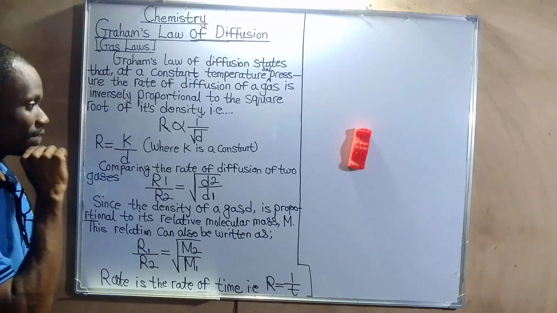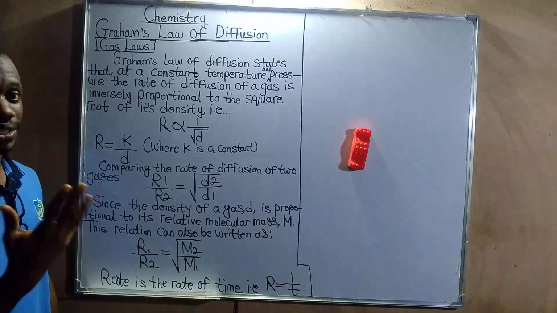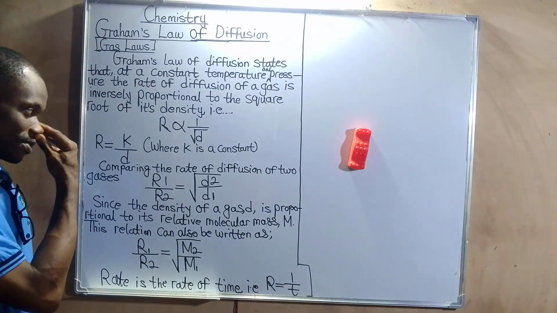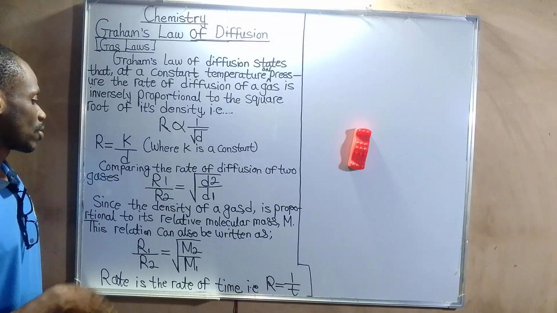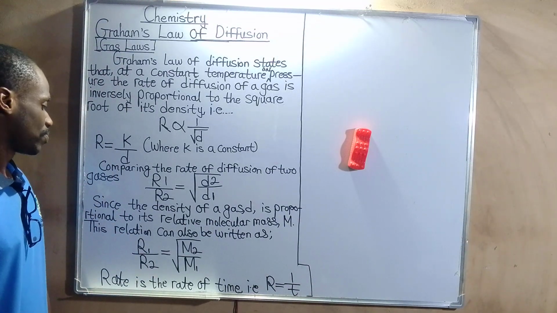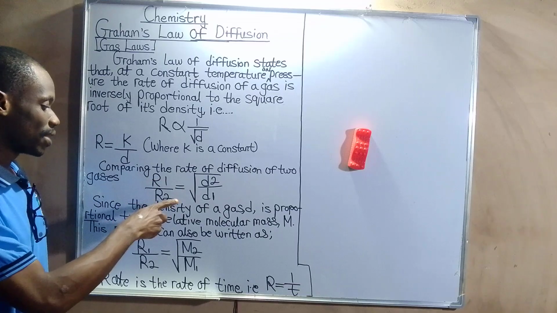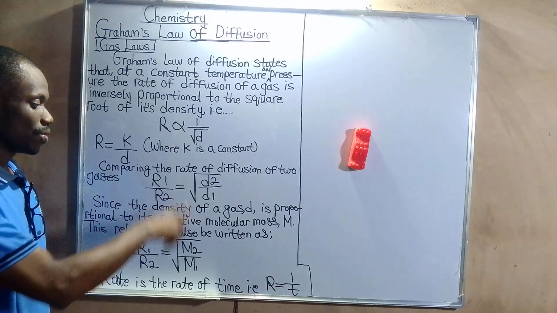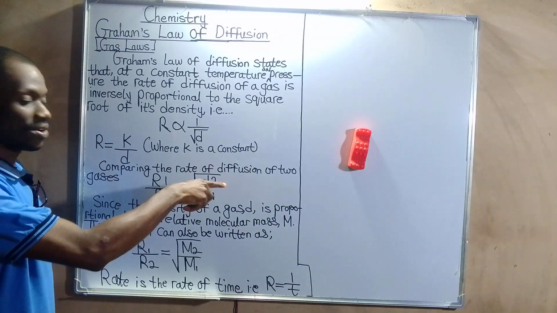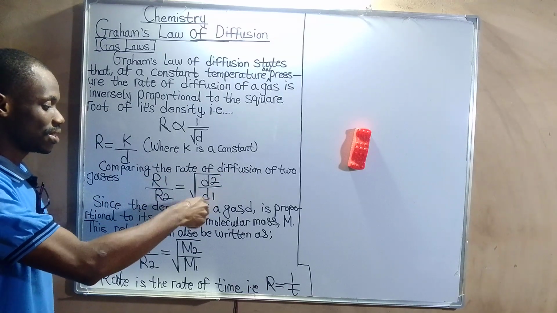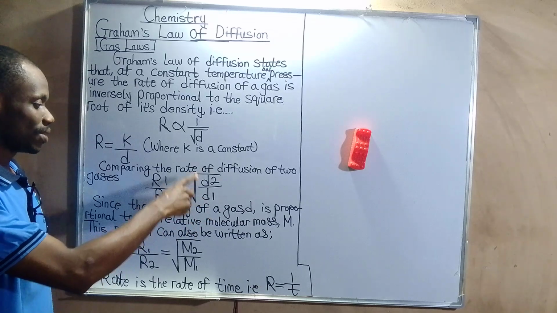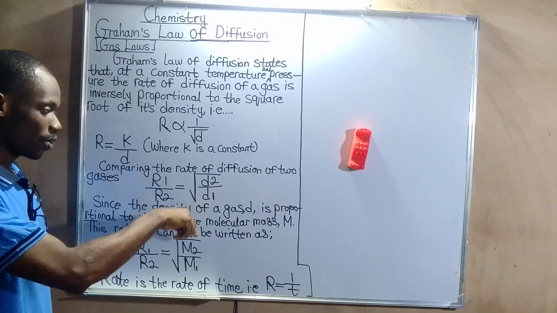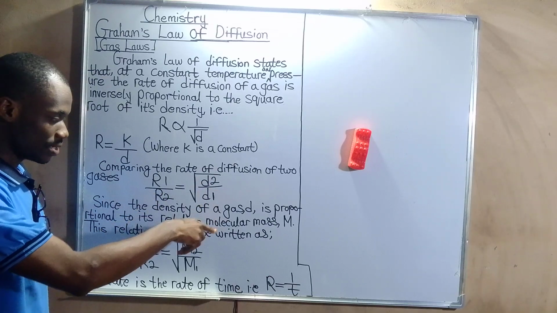Now comparing the rate of diffusion of two gases, you might be given two gases. One will be known and one will be unknown. So we'll be solving some questions this evening. Comparing the rate of diffusion of two gases, the rate R1 over R2, the first rate of the gas over R2, is equal to the square root of the density of the second gas over the density of the first gas. So R1 over R2 is equal to the square root of D2 over D1.